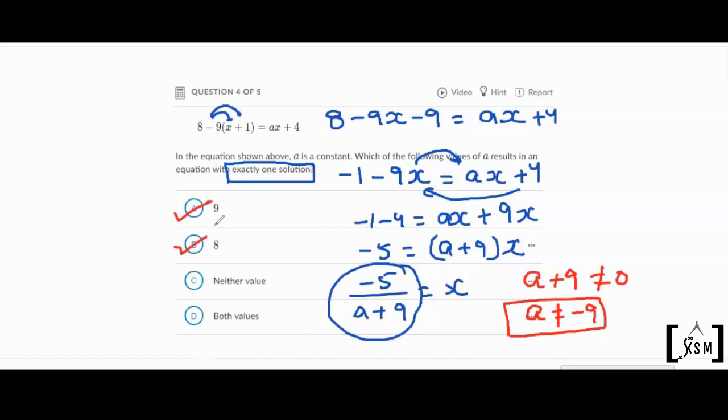Okay, so my correct answer should be A and B, but because option D is given, which says both values, meaning 8 and 9 both, my correct answer should be option D. Okay, so option D is the correct answer. Hope it makes sense.